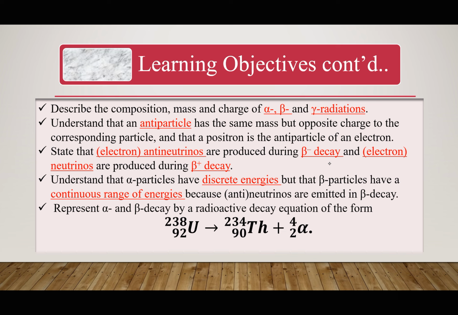Understand that alpha particles have discrete energies, but the beta particles have a continuous range of energies because antineutrinos are emitted in beta decay. Of course, the neutrinos, they could be antineutrinos or just neutrinos, which are emitted in beta decay. We shall be able to represent alpha and beta decay by a radioactive decay equation of this nature, as you did in IGCSE.